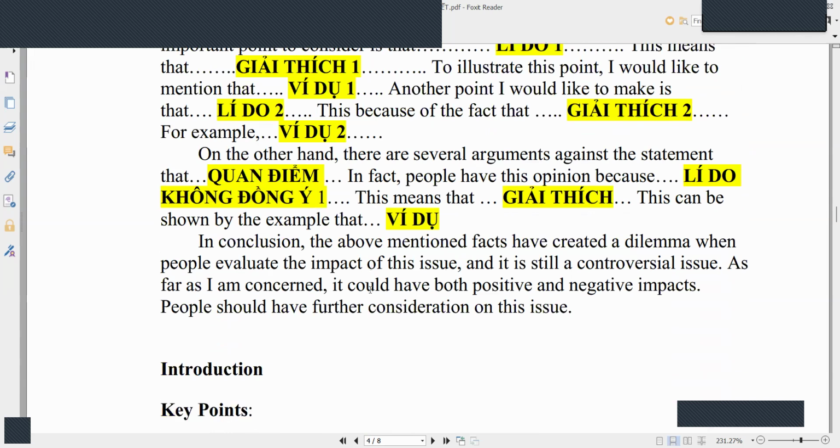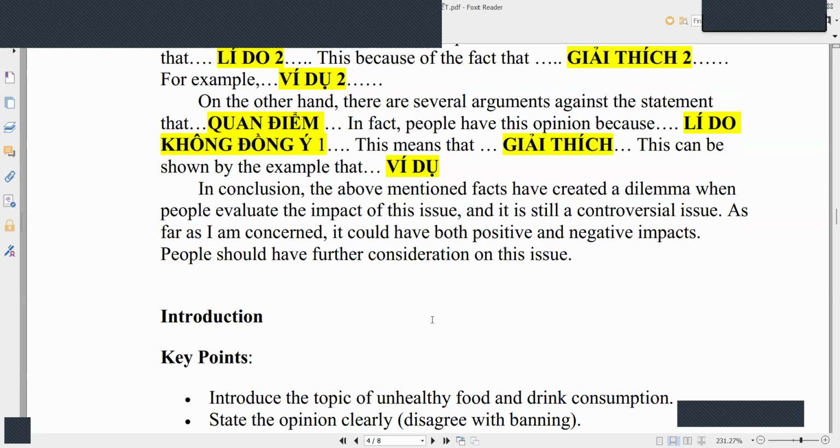On the other hand, there are several arguments against the statement that quan điểm. In fact, people have this opinion because lý do không đồng ý một. This means that giải thích. This can be shown by the example that ví dụ. In conclusion, the above-mentioned facts have created a dilemma when people evaluate the impact of this issue, and this is still a controversial issue. As far as I am concerned, it could have both positive and negative impacts. People should have further consideration on the issue.